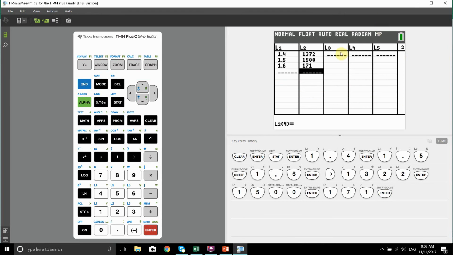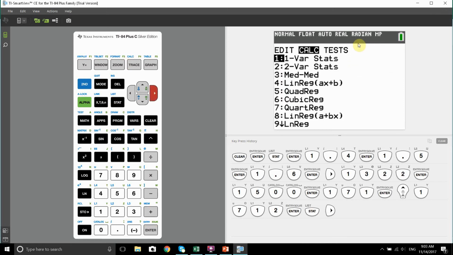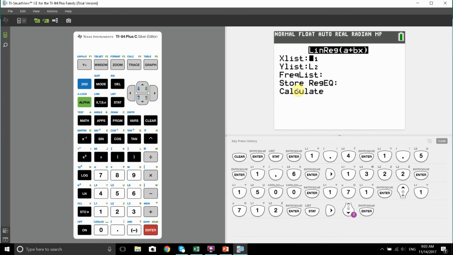Then I hit the stat button again, move to the right and do calculate, and select option 8. In option 8, the X values would be the exchange rates, which I put in L1. How do I get L1? It's second number 1. And Y values would be the dollar value, which I put in L2, so second 2. Then I move down and calculate.